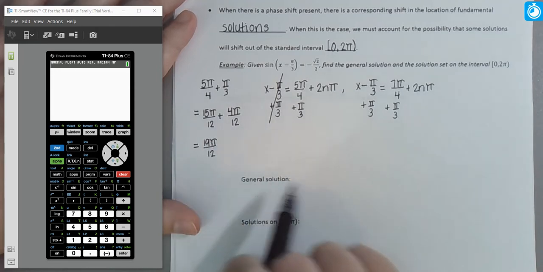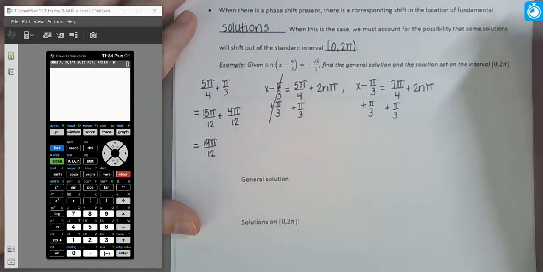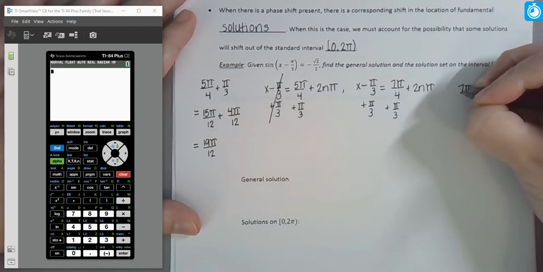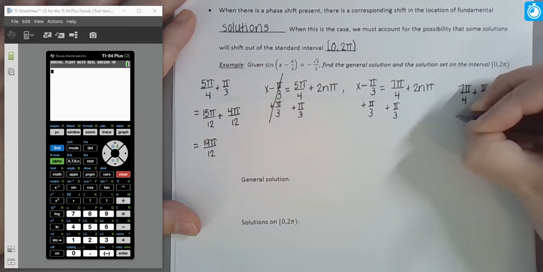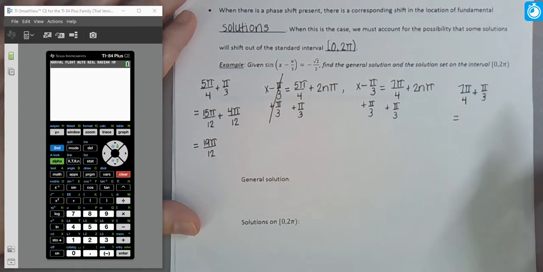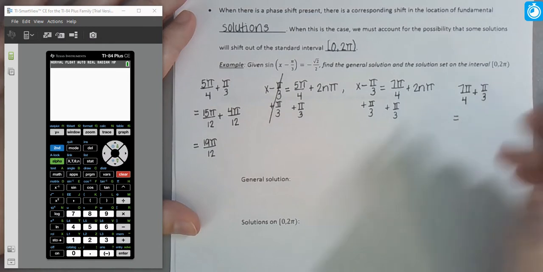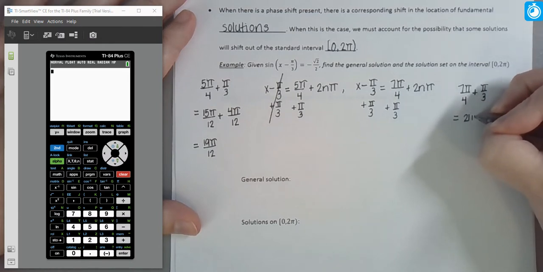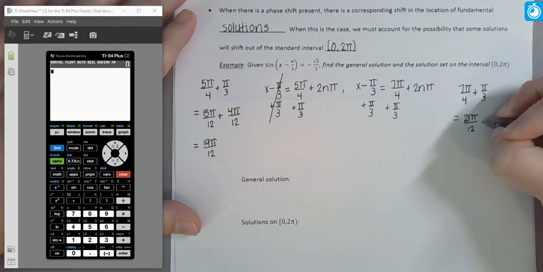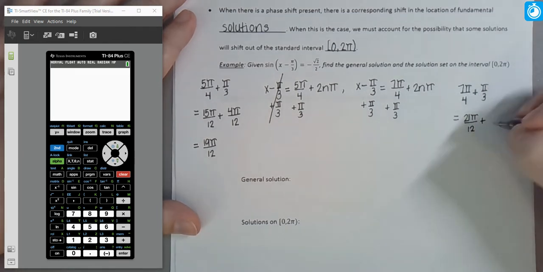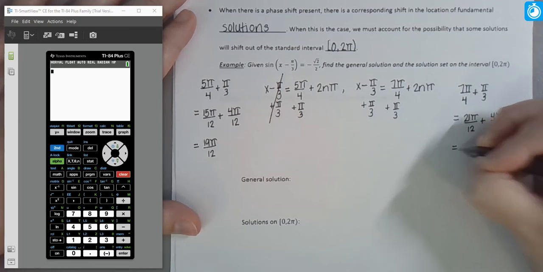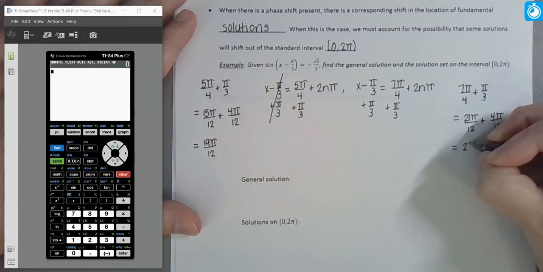Now before we write the general solution, let's go ahead and do the same thing over here. So 7 pi over 4 plus pi over 3. Again, same common denominator, 12. So multiply by 3 over 3 here. So that'll be 21 pi over 12 plus 4 over 4 times pi over 3, which is going to be 4 pi over 12. And that's going to be equal to 25 pi over 12.